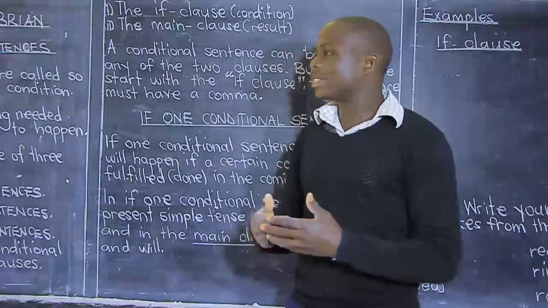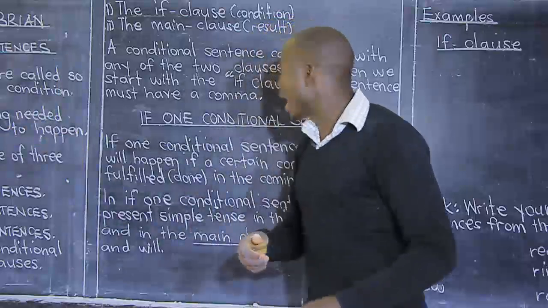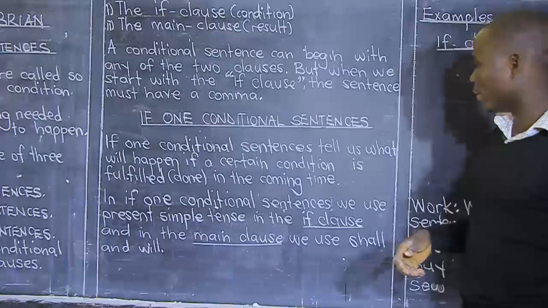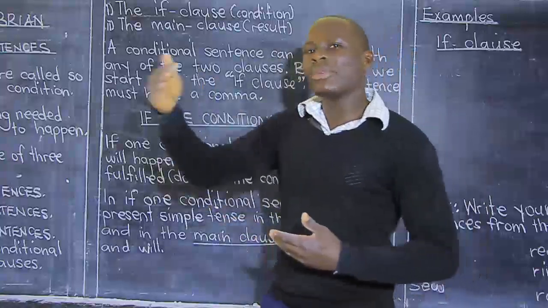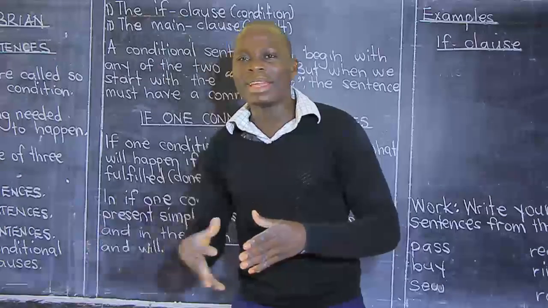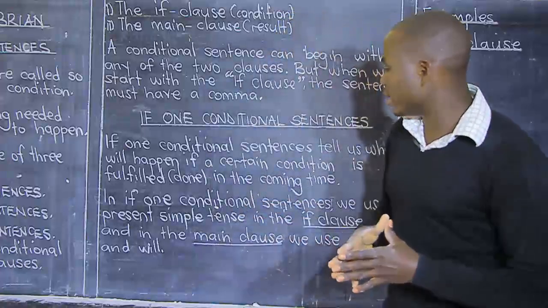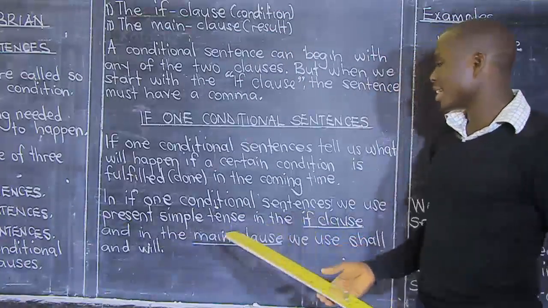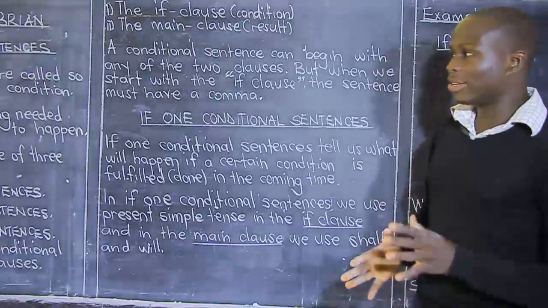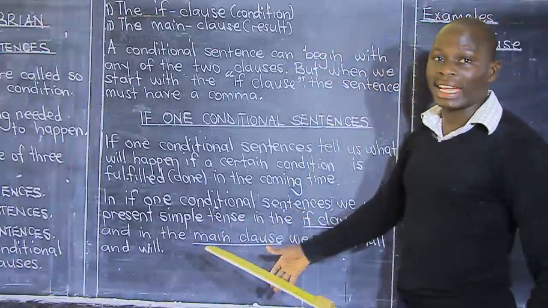Or sometimes people say the likely happening if a certain thing is done. Let's move on. In other words, what we always talk about is what will happen in the nearby time if a given condition is fulfilled. Then we're also saying in if one conditional sentences, here now I want you to be very careful. This is the major concern under if one.